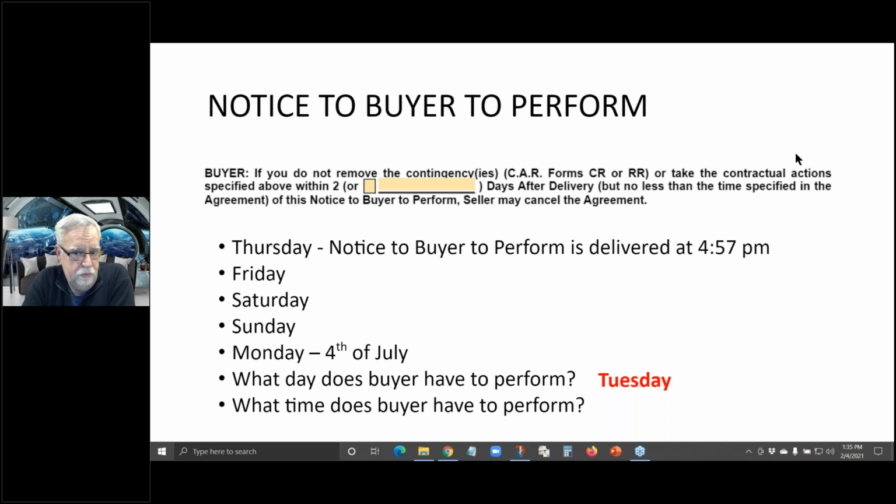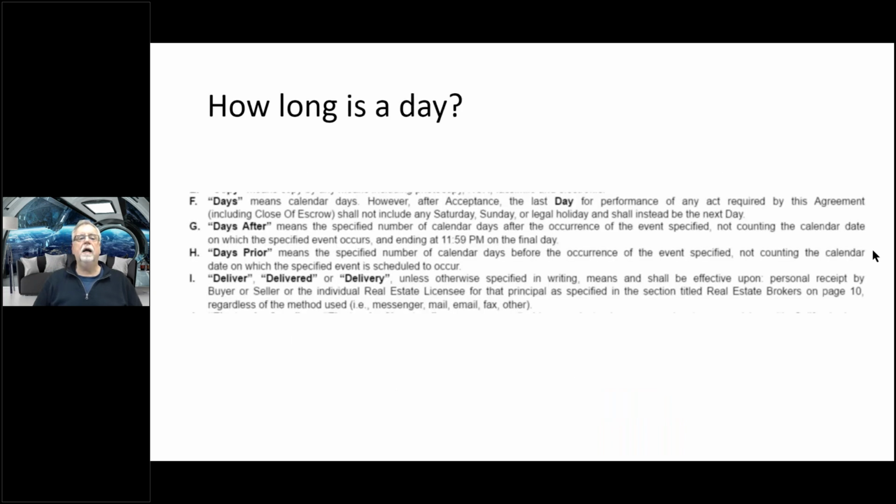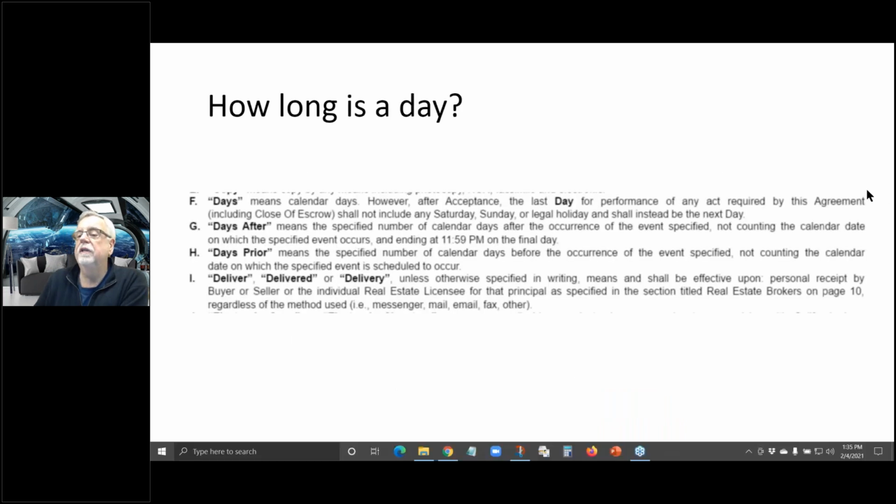Question number 2. What time on Tuesday does the buyer have to perform? What time? Tricky. 11:59, 5 p.m., end of Tuesday, whatever that means. And the answer is 11:59. Why? Because of the definition of days. And after I do this, we'll be done for today.